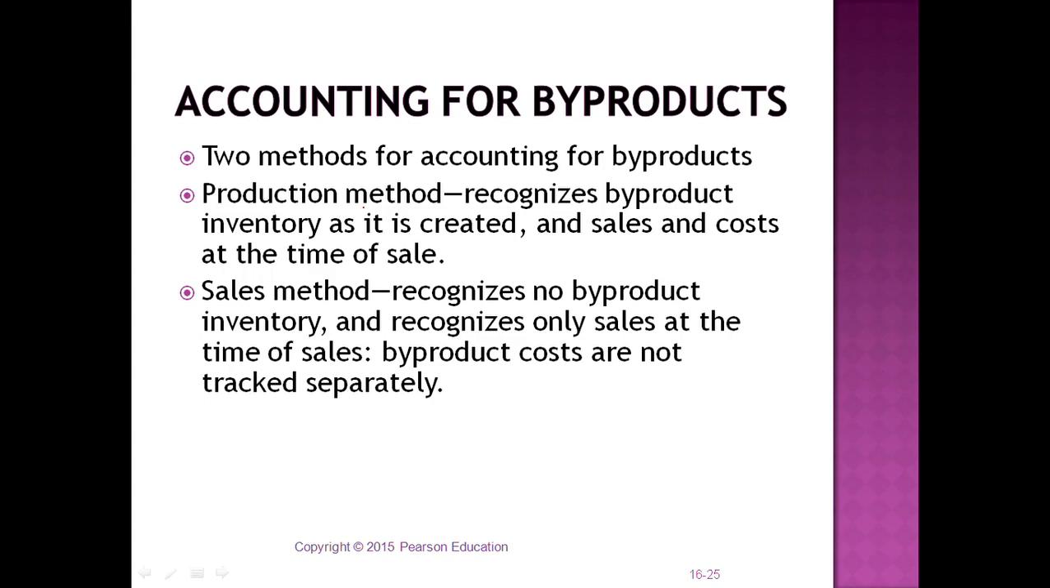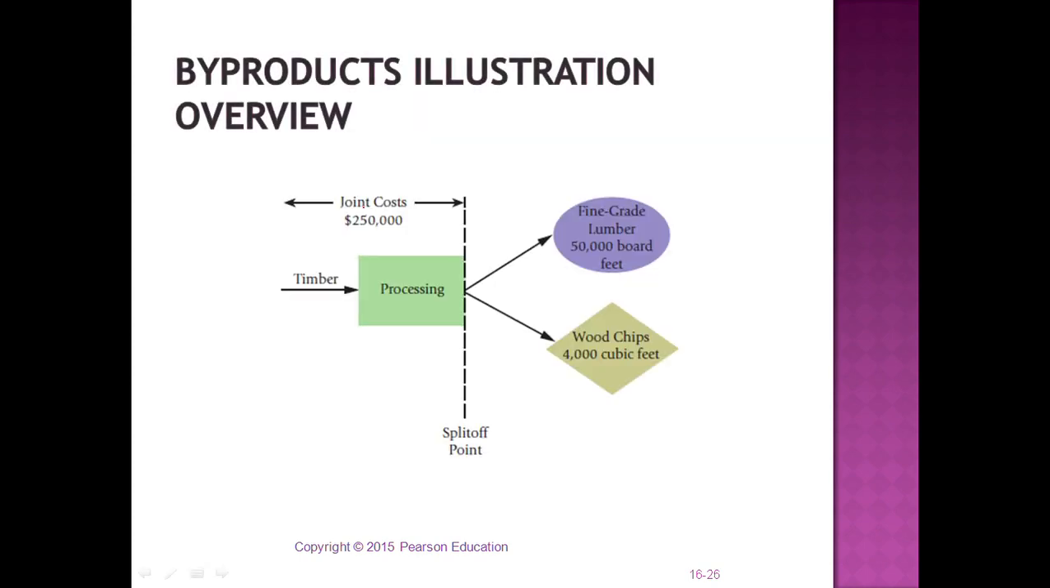Now, which method a company uses actually depends on the value of the byproduct. If the byproduct has a very small value, the company does not track it. They just follow the sales method. While if the value of the byproduct is high, they may use the production method.